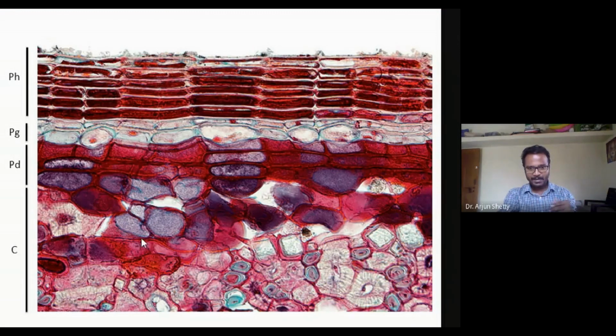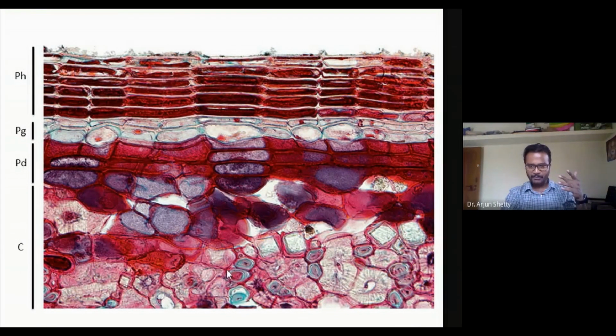You can see the cells of the cortex are again obliterated. I mean, we can see that the cells deteriorate; they are losing their strength and their capacity. Because of that, we can see an increase in the intercellular spaces. Apart from that, you can even see these brachysclereids, and the fibers which are associated with the phloem. The cork is going to lose its activity, and finally we are going to see that this complete region is going to be filled up by the secondary phloem.